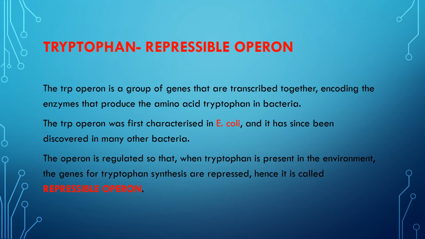Students, now let's see the tryptophan repressible operon. The trp operon is a group of genes that are transcribed together, encoding the enzymes that produce the amino acid tryptophan in bacteria. The trp operon was first characterized in E. coli, and it has since been discovered in many other bacteria. The operon is regulated so that when tryptophan is present in the environment, the genes for tryptophan synthesis are repressed. Hence, it is called a repressible operon.